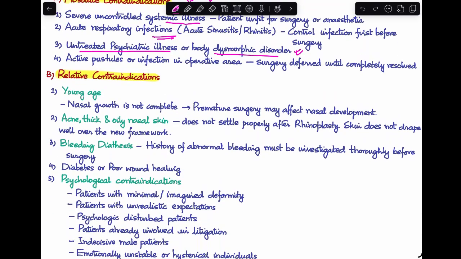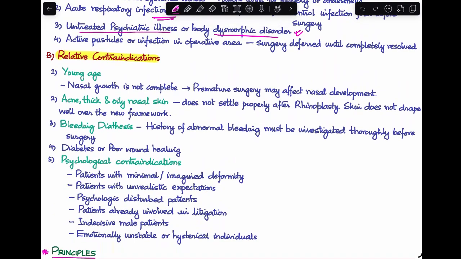Next, moving on to some relative contraindications. If the patient is very young, we have to wait for the nasal growth to be complete. Before the nasal growth is complete, if you perform a rhinoplasty, it will affect the development of the nose itself. So we have to let the nasal growth complete, and then we'll take the patient up for surgery.